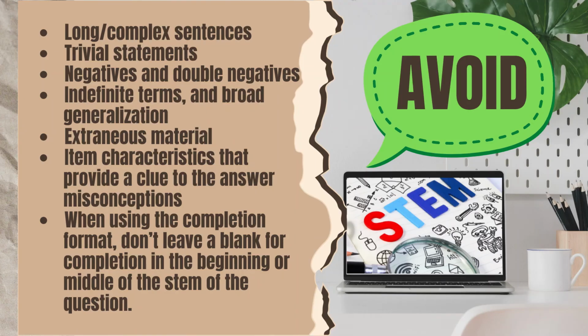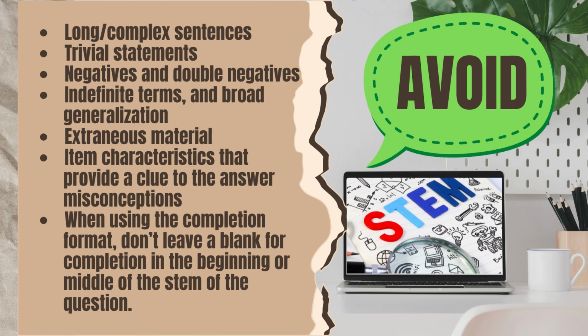Let's start with the stem. Class, you have to avoid long or complex sentences, trivial statements, negatives and double negatives, indefinite terms and broad generalizations, extraneous material, item characteristics that provide a clue to the answer, misconceptions, and when using the completion format, don't leave a blank for completion in the beginning or middle of the stem of the question. It should be in the end.